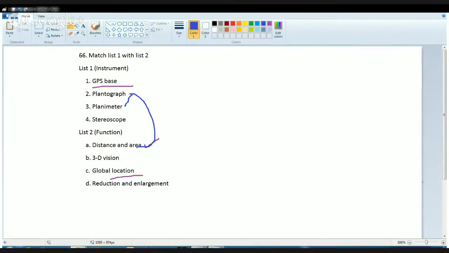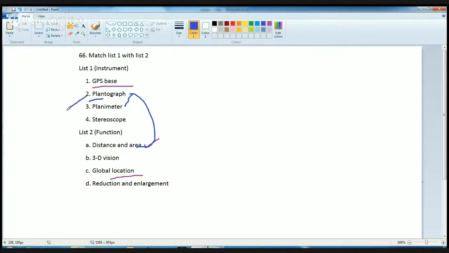Then you have pantograph. What is a pantograph? A pantograph is an instrument that is used for reduction and enlargement of maps. Just to note, in this question the spelling given is incorrect. It's not plantometer, it's pantograph. And finally you have a stereoscope which provides a three-dimensional vision.